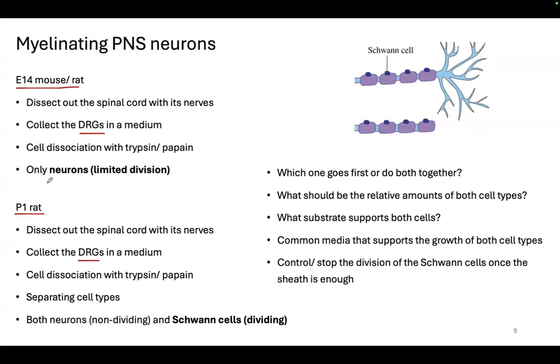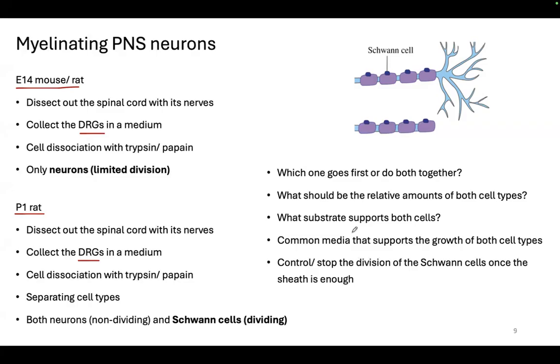And as you can see here, neurons are not going to divide infinitely. Schwann cells, on the other hand, are happy to divide as much. The thing is that when it's inside the tissue, inside the organism, there's a lot of control that's happening, and we don't quite yet know what that control is.